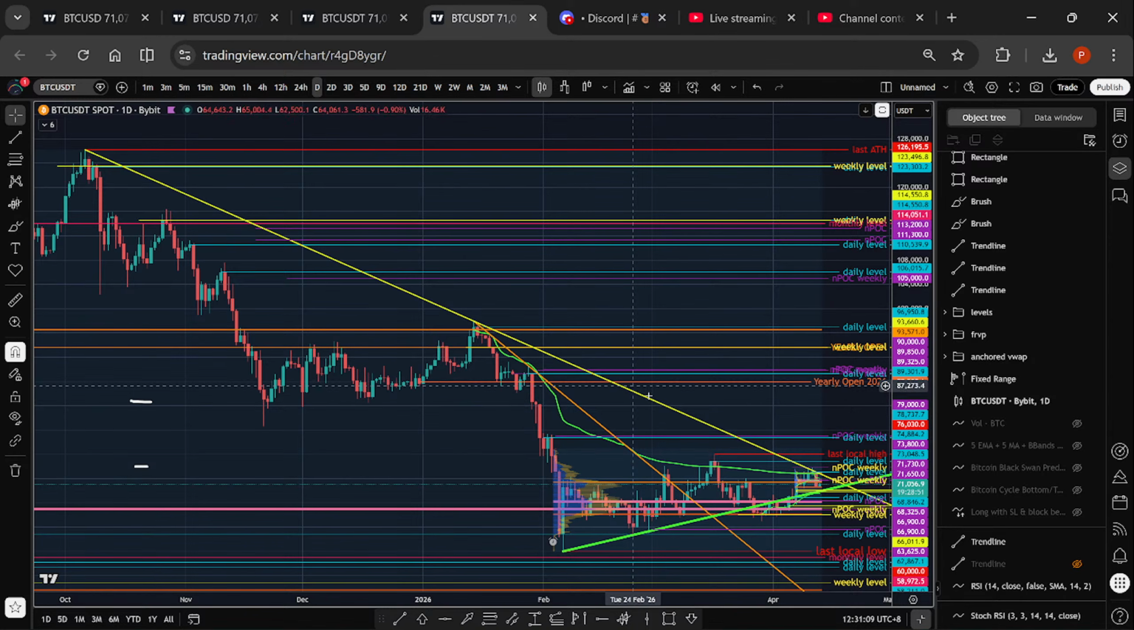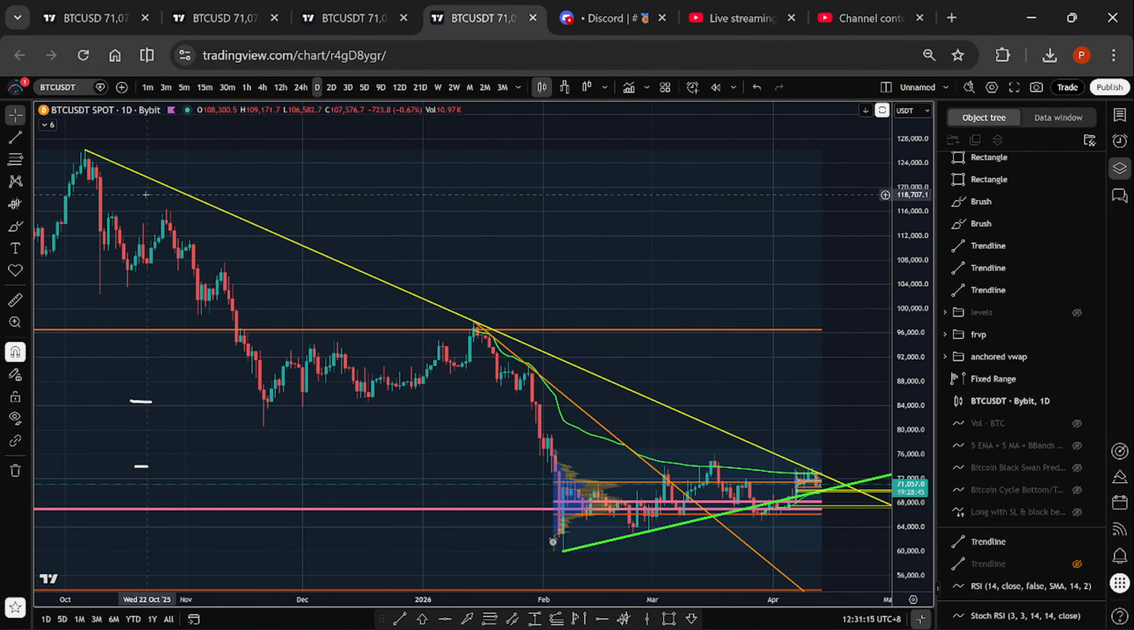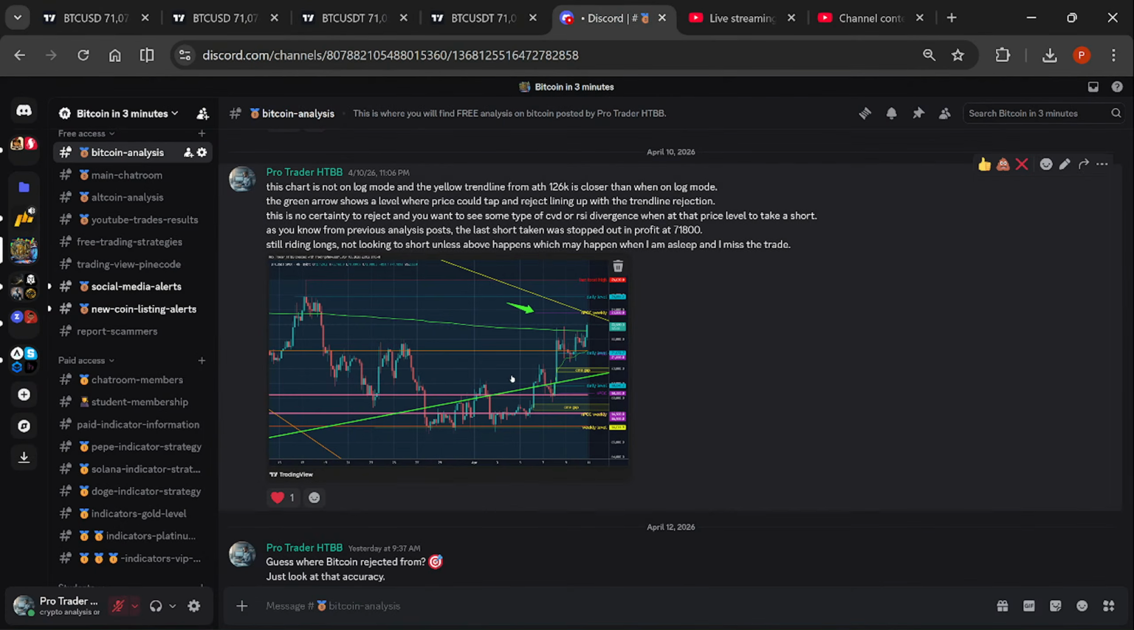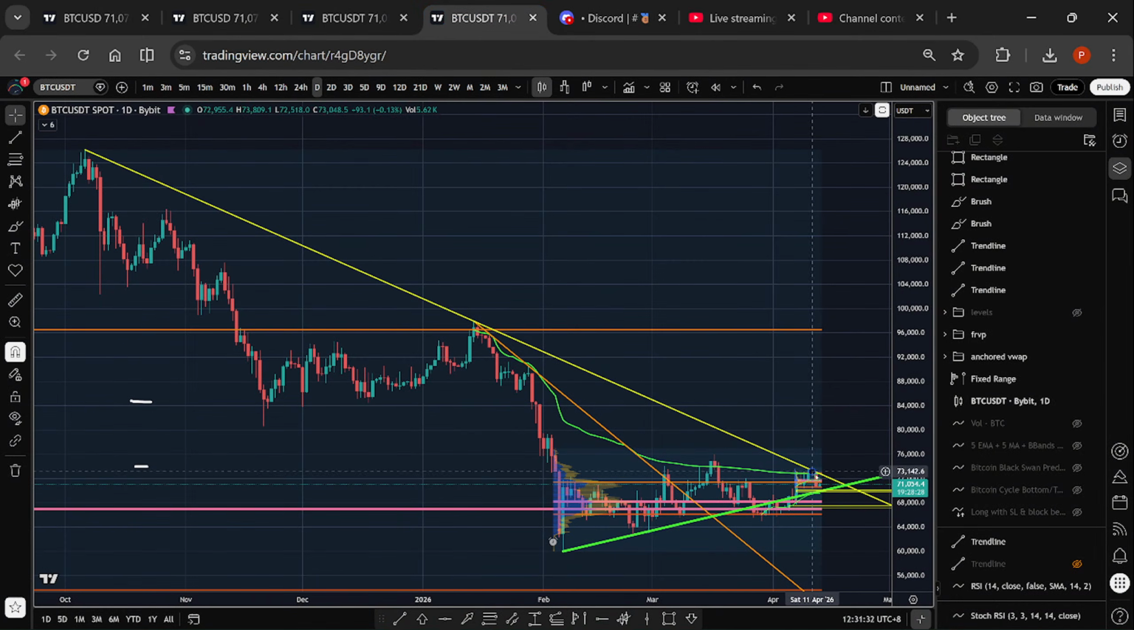Alright. So now let's have a look at the non-log chart. And this trend line from the all-time high. It's where I said in that post. It's that trend line. When it's not in log mode, it's closer. It's now been touched. So we can see here, from where it touched there, it dropped. So is this the same sort of flag set up? Comes up, touches the trend line, and then drops all the way through. We'll soon find out, won't we?